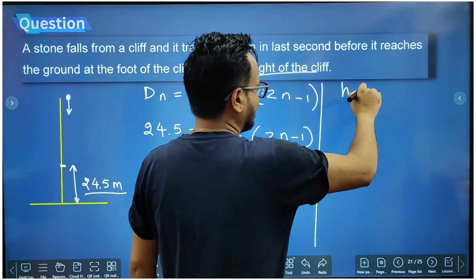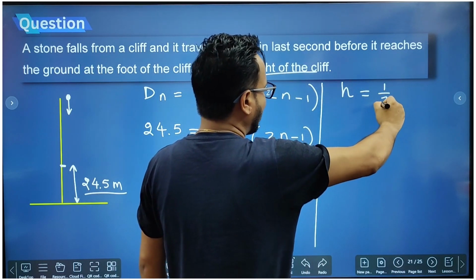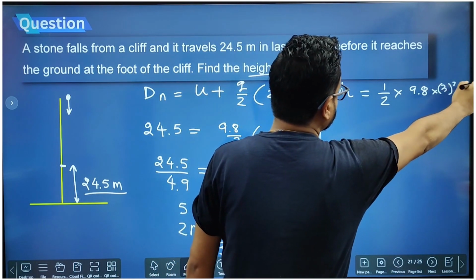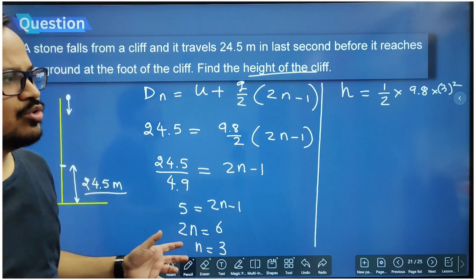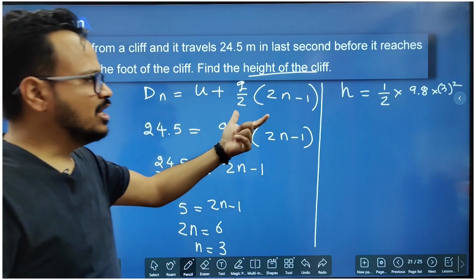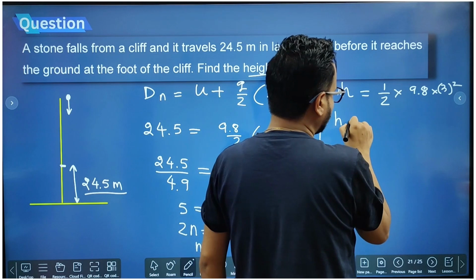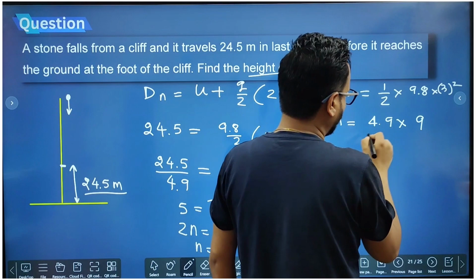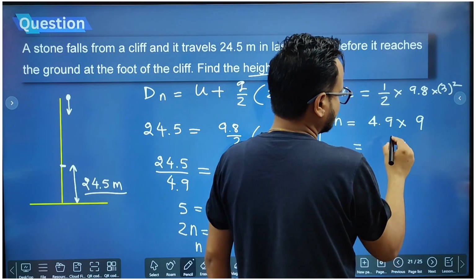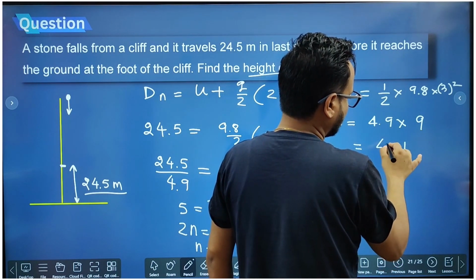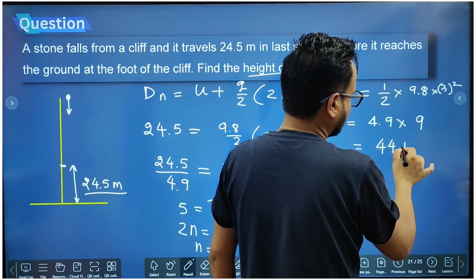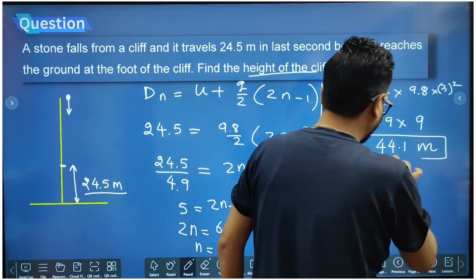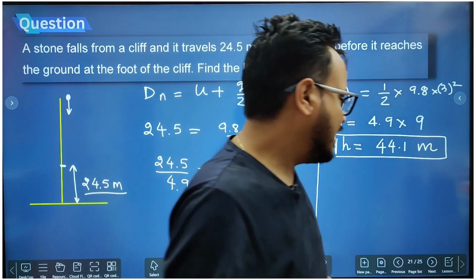So the height of the cliff is ut plus half g t square, u is 0, right? Because the total time taken by the stone was 3 seconds. Let's put 3 in this equation and we will get the answer: h equal to 4.9 into 9. The height of the cliff is 44.1 meter.